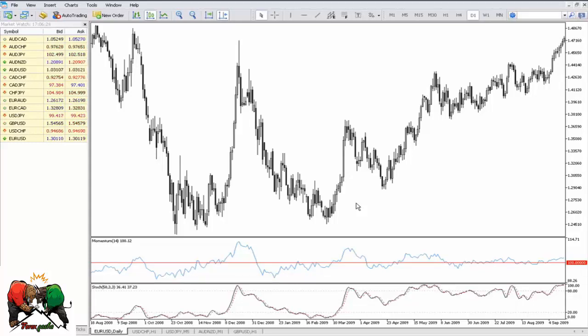So there are two things that you need to bear in mind when you're trading a double bottom. One is that it needs to appear at the bottom of a downtrend, and two is that because this is a reversal pattern, you're looking to trade this pattern in the upwards direction. So that's exactly what we've got here.